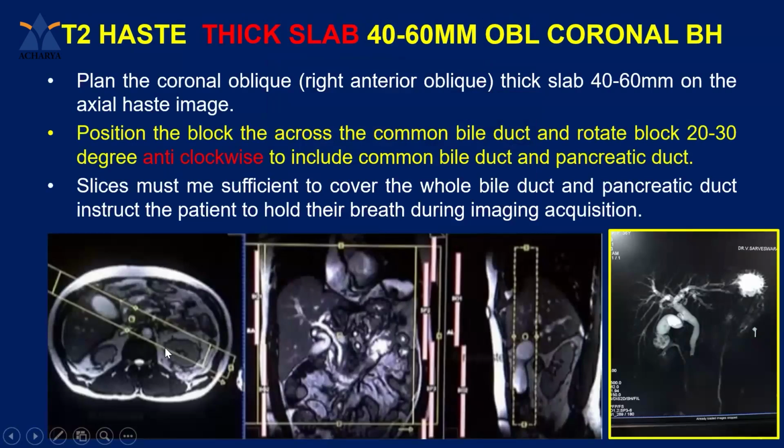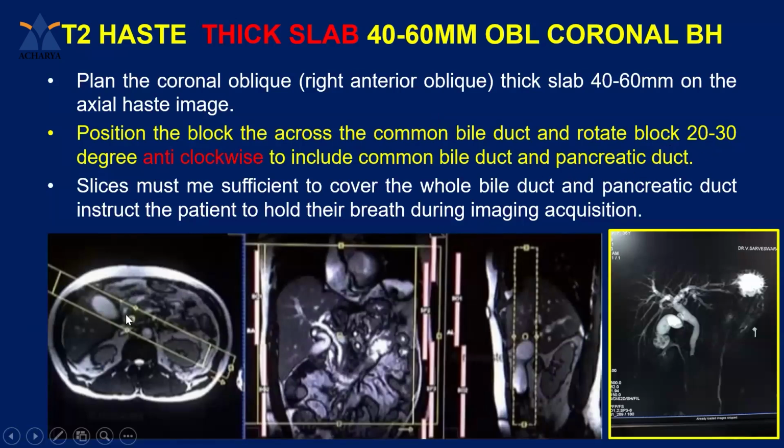If the patient is not able to hold their breath for the scan, you go for a breath hold sequence. It will take only 7 minutes. How to plan this thick slab? It is nearly 40 to 60 mm on the axial image. With the coronal oblique, you have to cover the gallbladder and pancreatic duct. The position block goes across the common bile duct, and rotate anti-clockwise.